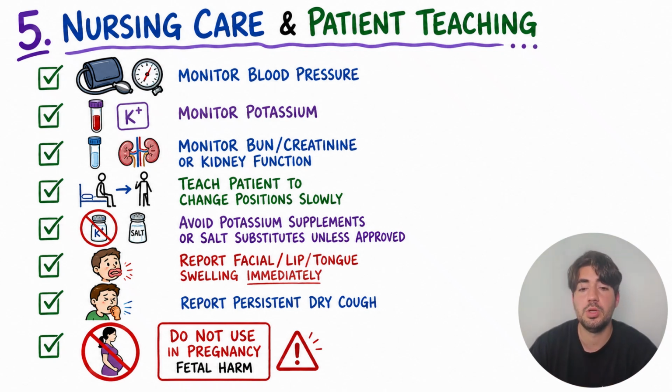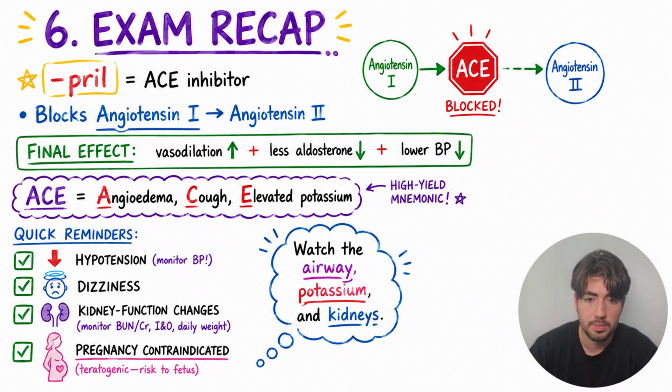And ACE inhibitors should not be used in pregnancy because they can cause serious fetal harm. So ACE, not for pregnancy. Now, exam recap. For an exam, it's usually the same patterns with these drugs. ACE inhibitors usually end in pril. They block angiotensin 1 to angiotensin 2, causing vasodilation plus less aldosterone, and they lower blood pressure. And the major side effects are angioedema, cough, and elevated potassium. Angioedema is an emergency. Also remember hypotension and renal function changes.